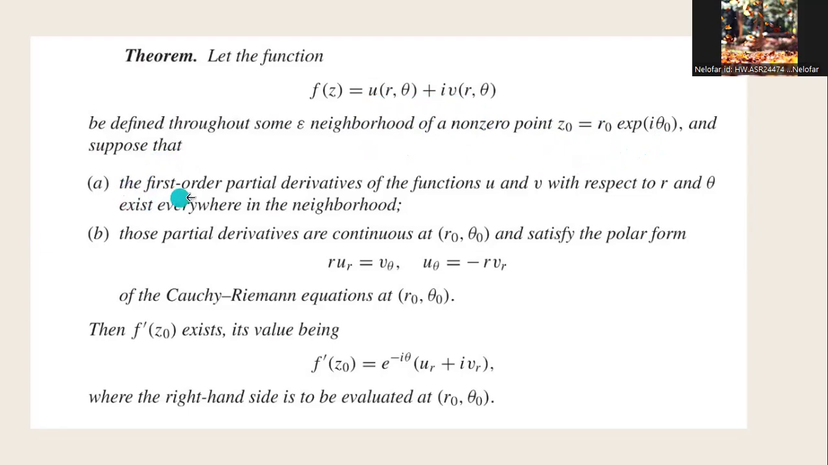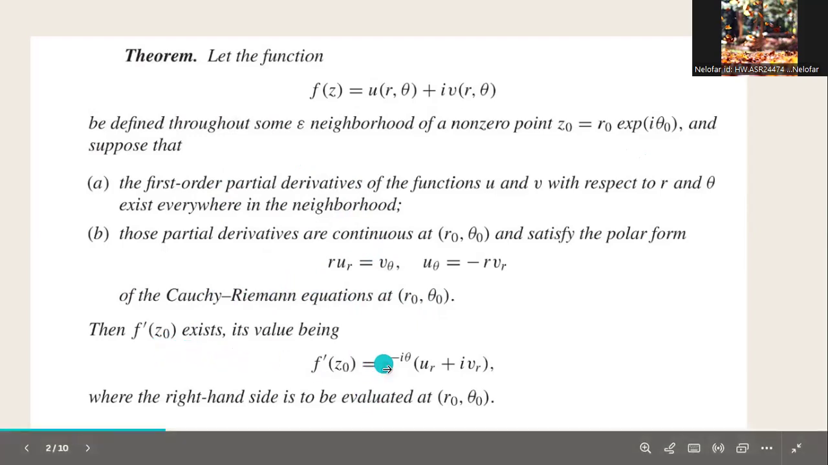Suppose that the first order partial derivatives of the functions u and v with respect to r and theta exist everywhere in the neighborhood. Those partial derivatives are continuous at r naught theta naught and satisfy the polar form of the Cauchy-Riemann equations at this point. Then, if all these conditions are being satisfied by f, then we say that the derivative of f at z naught exists and its value being this.